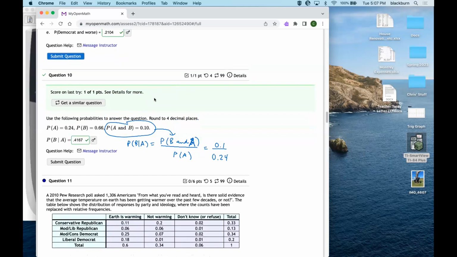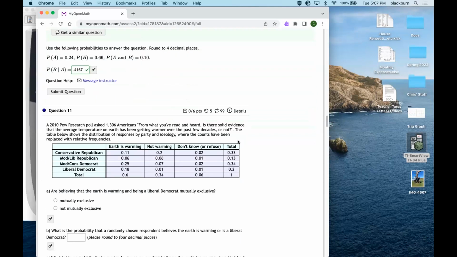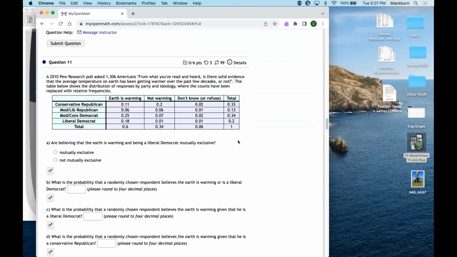The next one could be interesting because it looks like they give us probabilities instead of the numbers. So let's see. Oh, okay, plus you doing this mutually exclusive business. So Pew Research asked 1,306 Americans, from what you've read and heard, is there solid evidence that the average temperature on Earth has been getting warmer over the past few decades or not? The table below shows distribution of responses by party and ideology where the counts have been replaced by relative frequencies. Relative frequencies are basically the percentages.